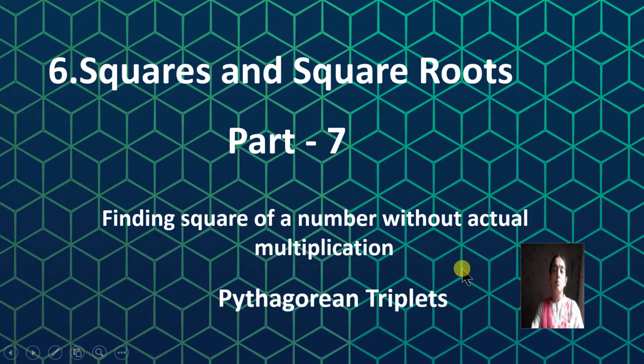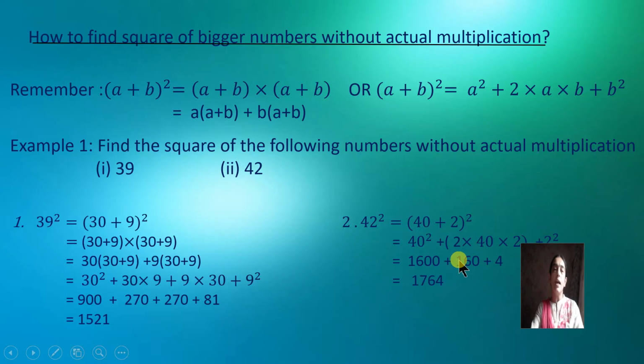So we are going to learn finding squares of a number without actual multiplication. That means square of a bigger number. We know that square of the smaller number can be found easily. We can remember 2 square, 3 square, 4 square, till 20 square, it is easy to remember. After that, it becomes difficult.